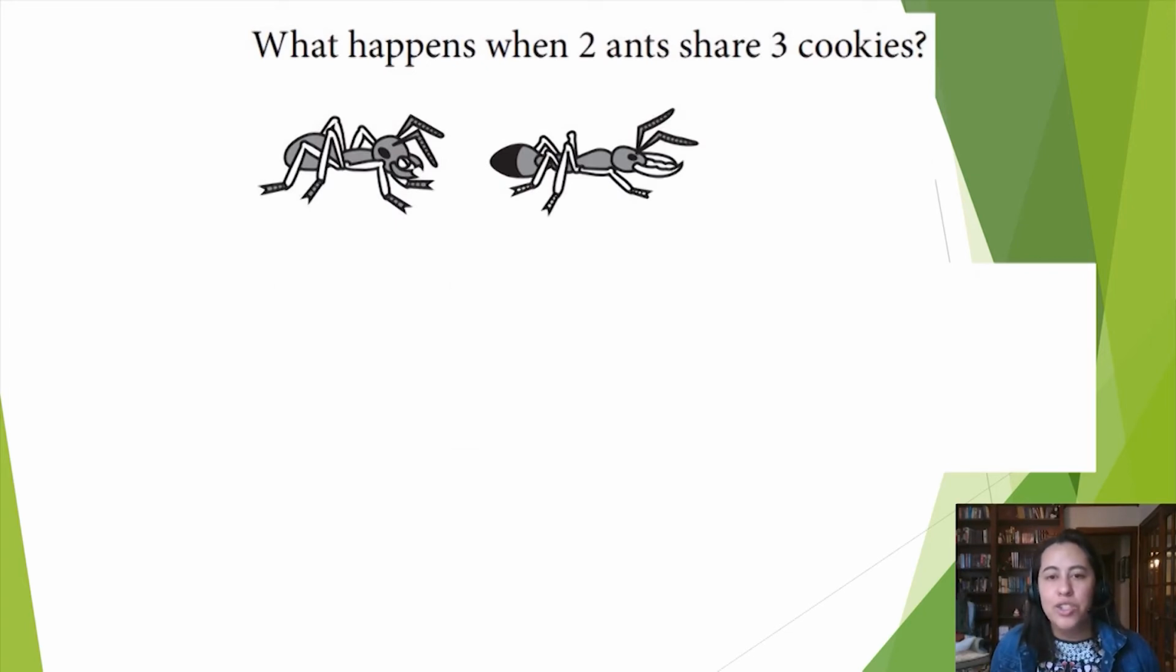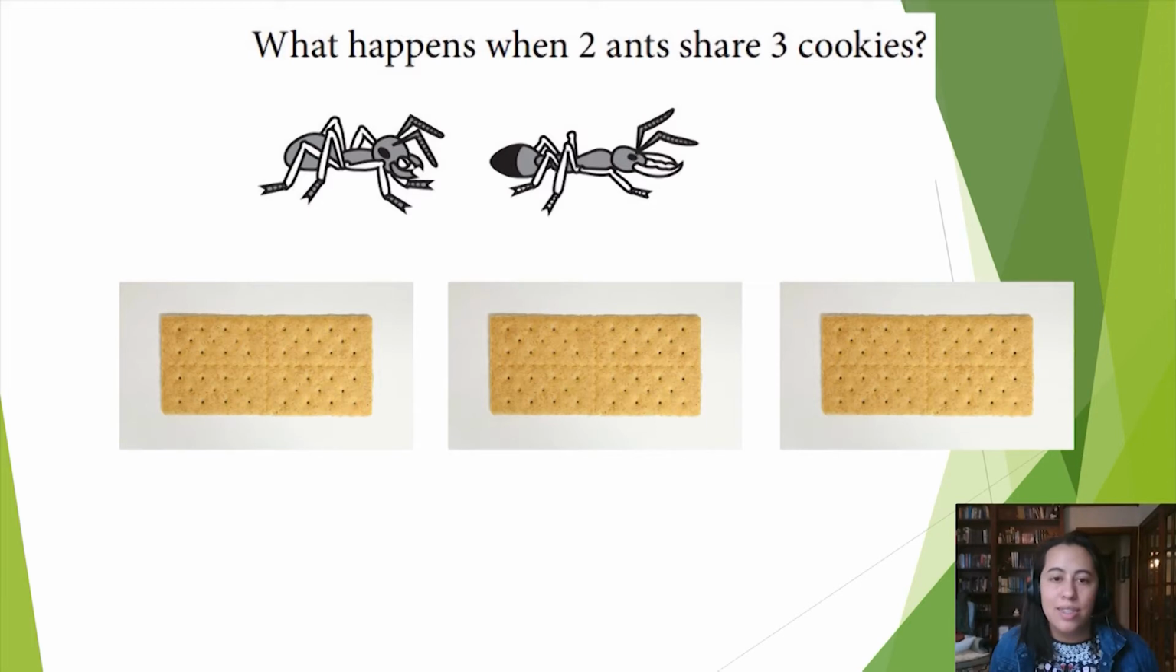Think about this story. What happens when 2 ants share 3 cookies? There's more than enough for each ant to have 1, but there's not enough for each ant to have 2. So how could you split the cookies into equal shares to make sure that each ant gets the same amount? I'll give you a moment to think. You might want to start by drawing rectangles, just like I have in the graham crackers here, and trying to cut them into halves or thirds or fourths, and seeing if you can give an equal amount to each ant.